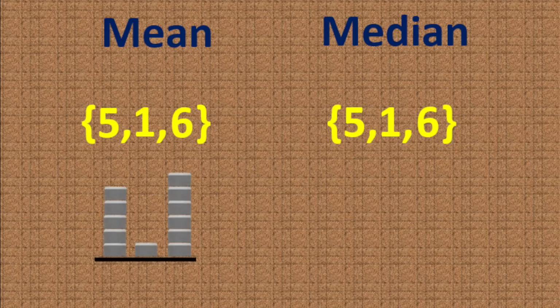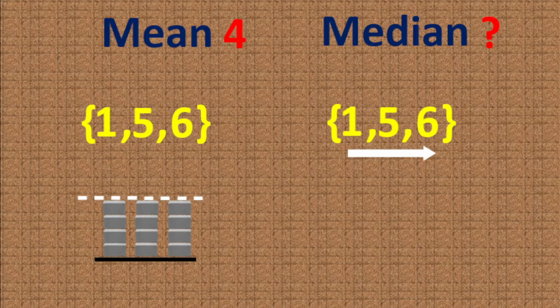But what about our second and simple dataset? We determined that the mean of this dataset is 4. But what about the median? Well, the median is the middle, and since this dataset is already in order from least to greatest, it's easy to see that 5 is located in the middle. So for this dataset, the mean is 4, but the median is 5.